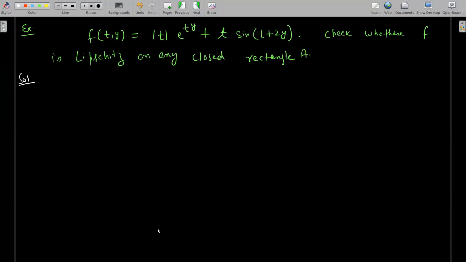Can you help me to write how we can use the lemma? Can you help me? बोलो, क्या लिखेंगे? अगर पिछला रिजल्ट यूज करना है, let f of t, y; पार्शियल y डेरिवेटिव निकालो इसका.